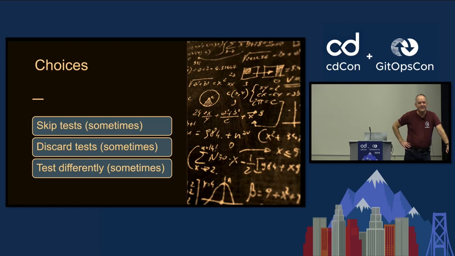How do you make that choice? Like, what would be the thought process to decide to do some of those?